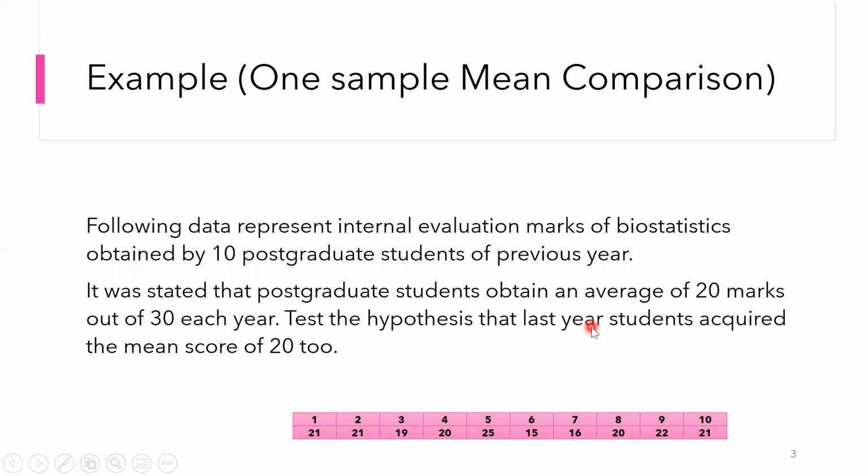So for understanding the one sample mean comparison, we are discussing two examples. The first example is the following data of 10 students, which represents the internal evaluation marks of biostatistics obtained by 10 postgraduate students of the previous year. It is stated that postgraduate students in general obtain an average of 20 marks out of 30 each year. So we have to test the hypothesis that last year's students, these 10 students, also acquired the same mean score, which is 20, the hypothesized value.